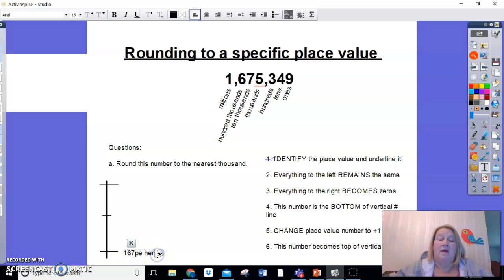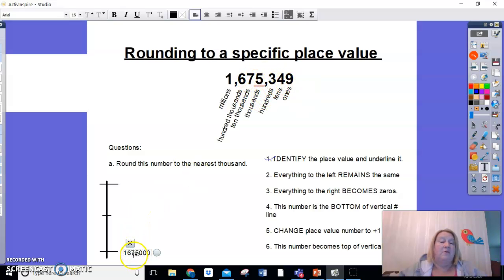And then it says everything to the right becomes zeros. So then I'm going to have my thousands place, leave a space there, and everything else becomes zero. So let's count. How many to the right? 1, 2, 3. So 3 zeros. Now, this number, if we fill in this 5 right here, is the bottom of our number line. So our 167 stayed the same, our 5 stayed the same, and we added zeros to the right.